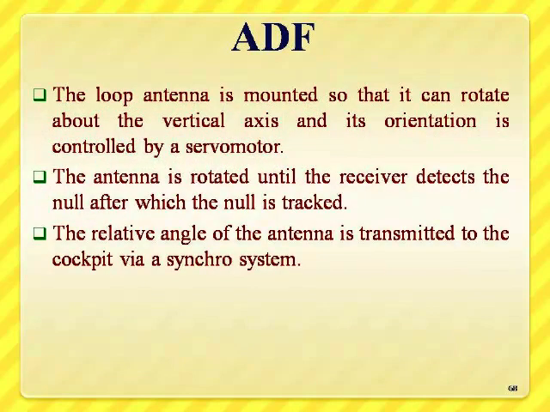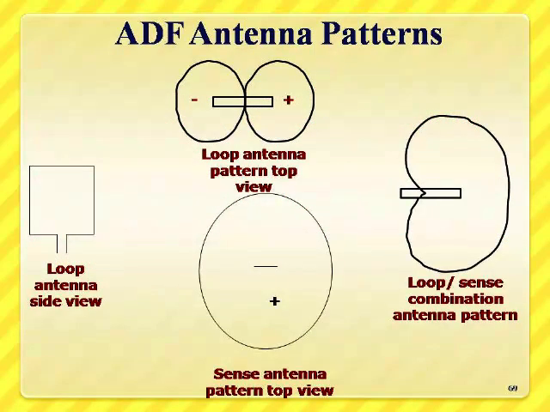The loop antenna is mounted so that it can rotate about the vertical axis and its orientation is controlled by a servo motor. The antenna is rotated until the receiver detects the null, after which the null is tracked. The relative angle of the antenna is transmitted to the cockpit via a synchro system. In the diagram here you can see the loop antenna and its radiation. A loop antenna gives a figure of 8 type of pattern as shown in the diagram. One side will be a plus sign and the other side will be a minus sign.